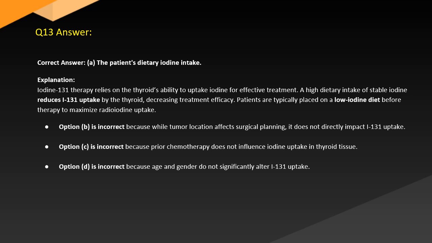Answer. Correct answer: A. The patient's dietary iodine intake. Explanation: Iodine-131 therapy relies on the thyroid's ability to uptake iodine for effective treatment. High dietary intake of stable iodine reduces I-131 uptake by the thyroid, decreasing treatment efficacy. Patients are typically placed on a low iodine diet before therapy to maximize radioiodine uptake.